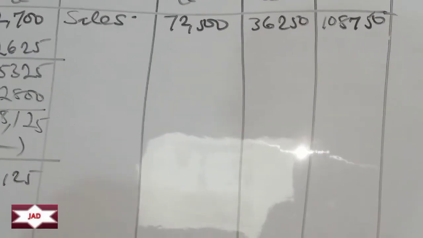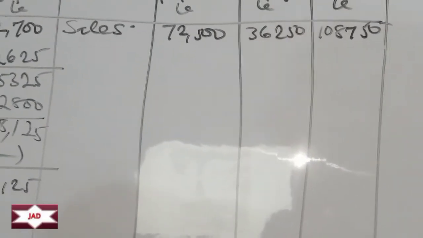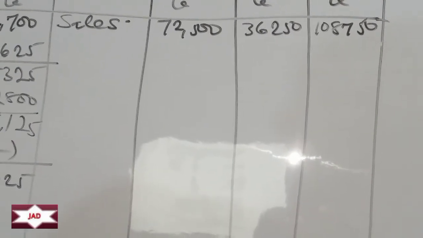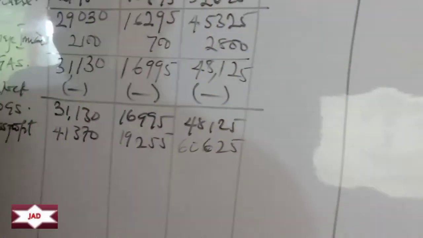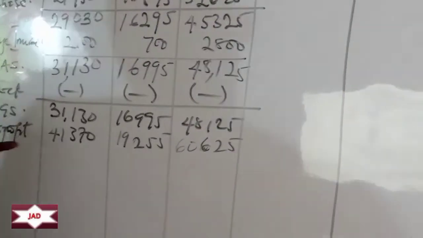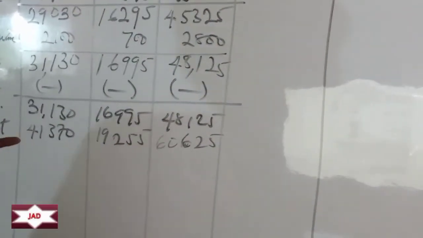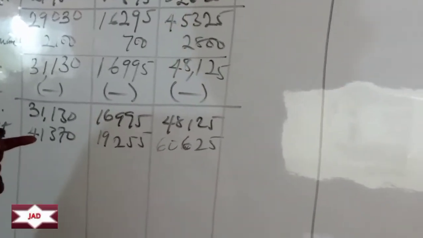19,255. Okay, so if we say 108,750 minus 48,125, we have 60,625. So we can check by adding these two to see if it gives us this. Okay, so I can just say 60,625 minus 19,255. So that gives us 41,371 point. So this is it.